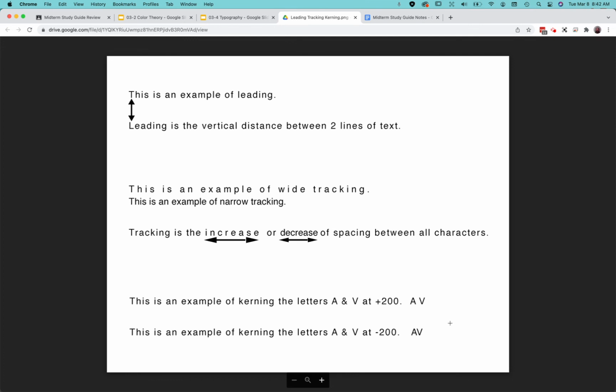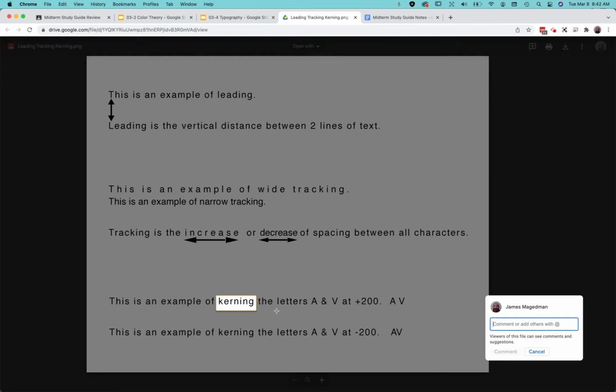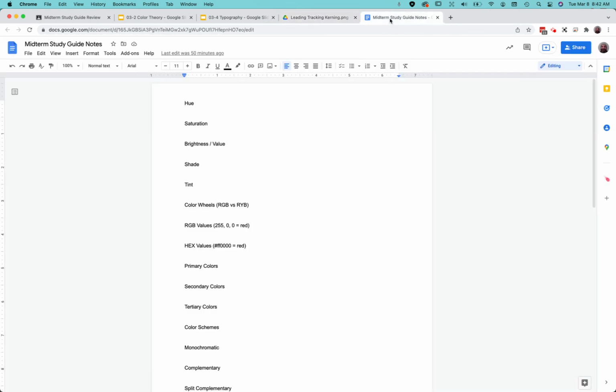It just looks less weird. So you overlap your letters. It's kerning. Make sure you know that word. That's the most important thing.